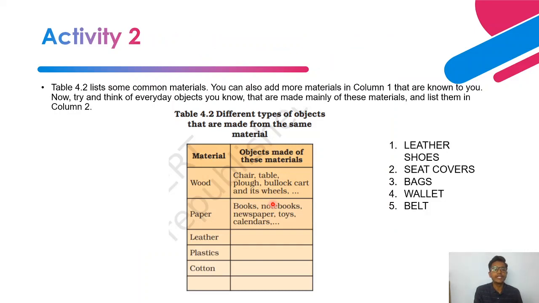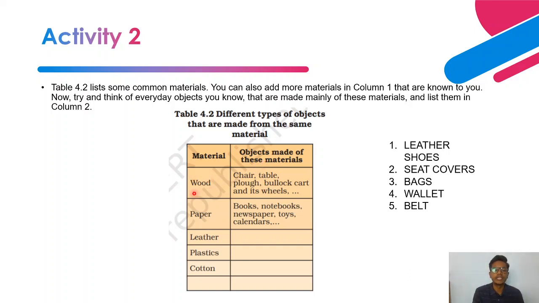Further moving to activity number 2. Table 4.2 lists some common materials. You can also add more materials in column 1 that are known to you. Now, try and think of everyday objects you know. They are made mainly of these materials, and list them out in column number 2. So in this activity, in the first column you have to write the material as written here, and in the second column you have to write which objects are made up of this material.